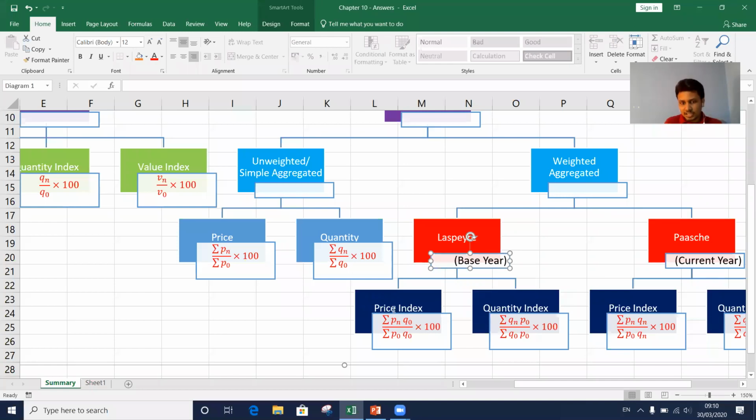Here you can see it, right? If it is a price index, what? Current year prices are divided by base year prices.